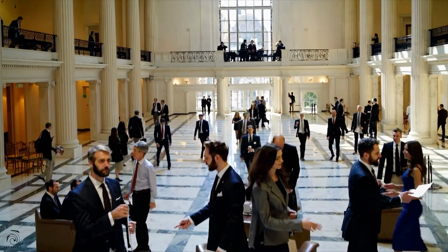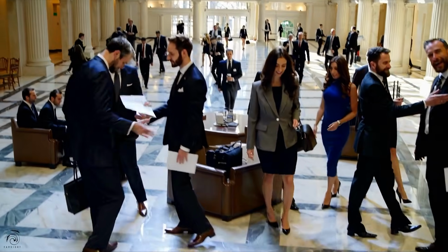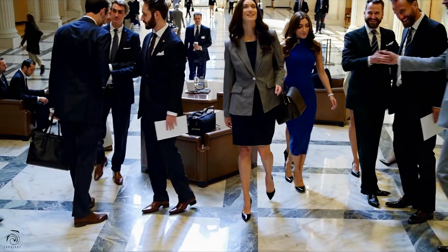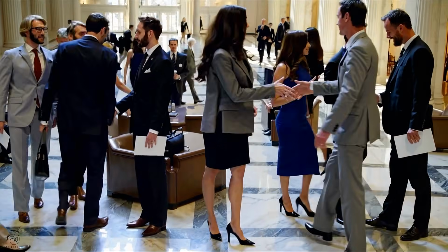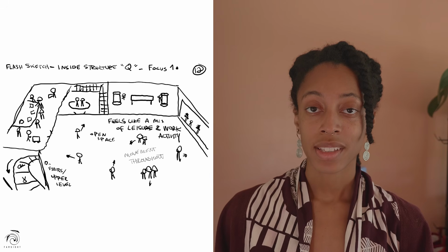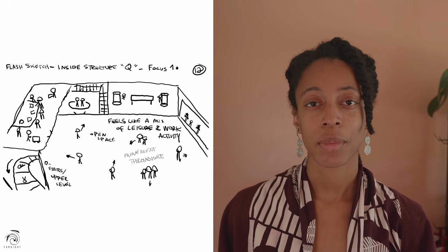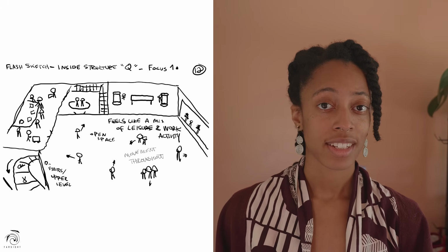Next, I have a flash sketch of the inside of structure Q at focus 1, which shows many different rooms or areas and subjects throughout. There are open spaces, multiple levels, and what feels like a mix of leisure and work activity by the subjects here.